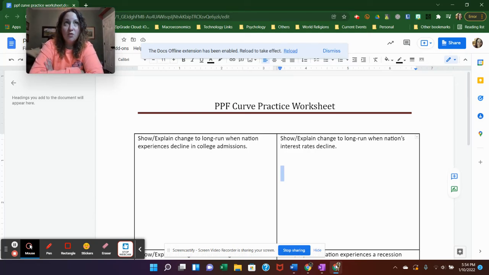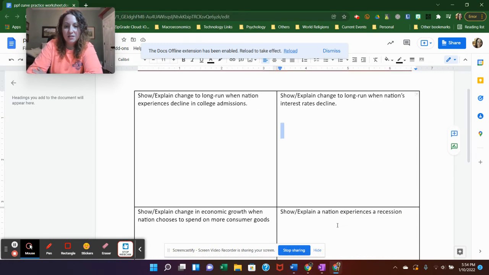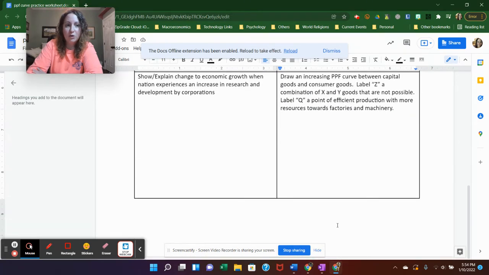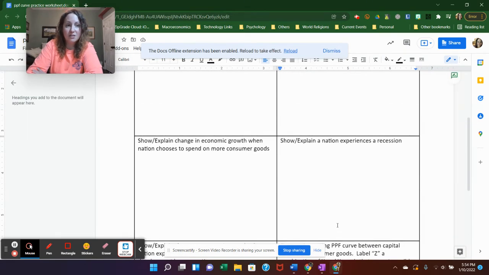We're going to go over the PPF curve worksheet, which you should have got yesterday in class. If you were not here, go grab one now. They should still be on the front table. They look like this. It's one sheet of paper. There's no back. It's just the 6 boxes.